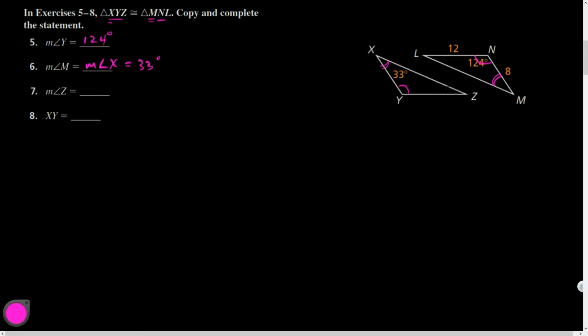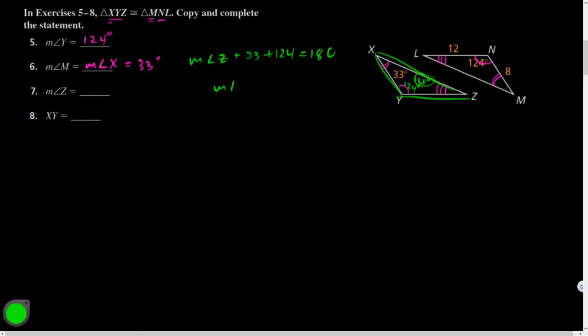Measure of angle Z corresponds to this one over here. How did you find that? I know by the triangle sum theorem that all 3 of those interior angles add up to 180. So I could have said measure of angle Z plus 33 plus 124 equals 180.